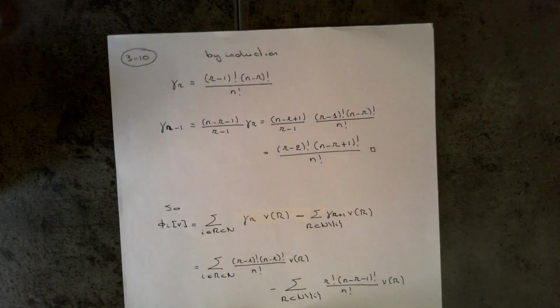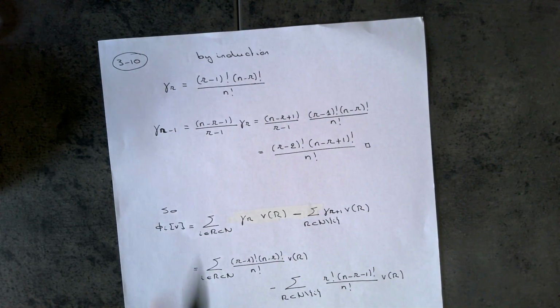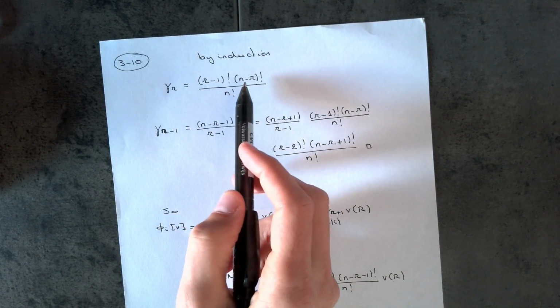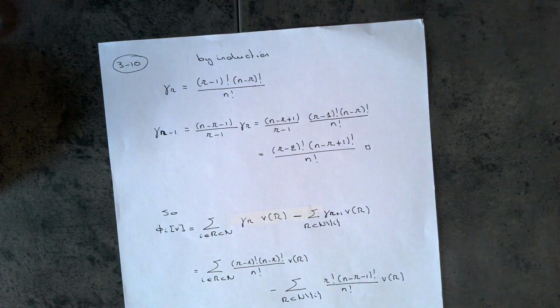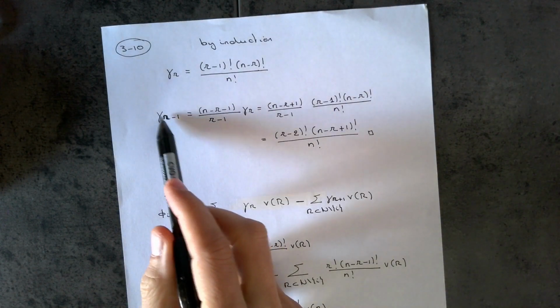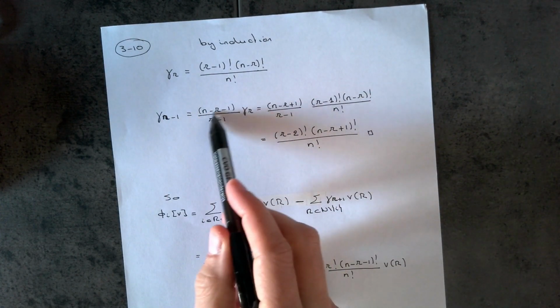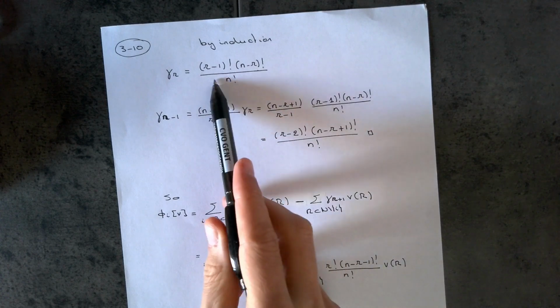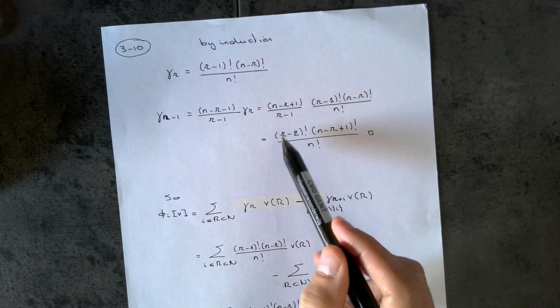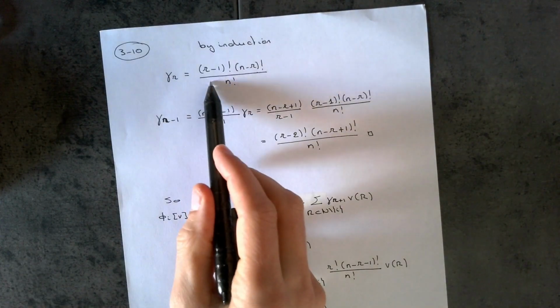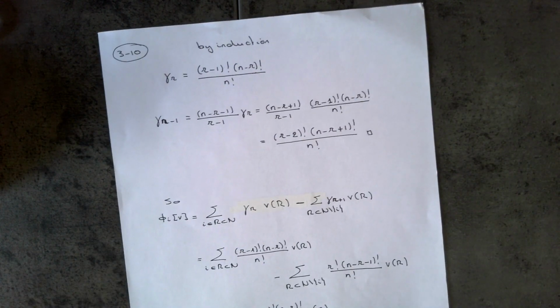Okay, so what we're going to do is we're going to prove now by induction that gamma r is equal to r minus 1 factorial times n minus r factorial divided by n factorial. And it's very easy. Gamma r minus 1, well, you just use the recursion that we had before. You multiply it by gamma r, you use the induction hypothesis, you multiply everything out, and you see that the formula works. Okay, so this is the expression for gamma r.